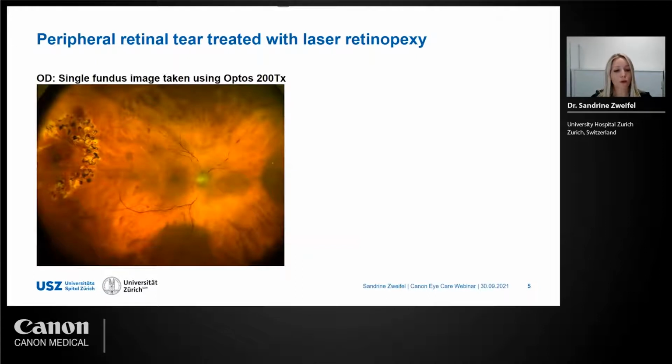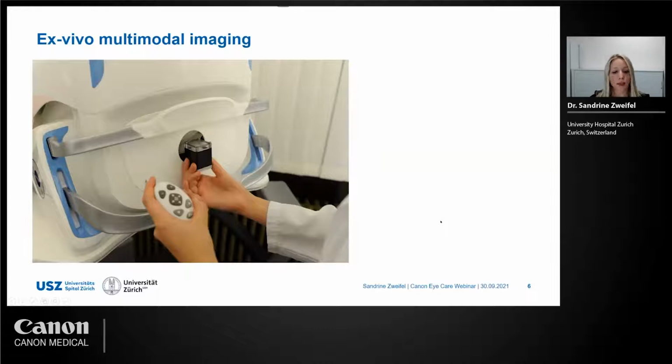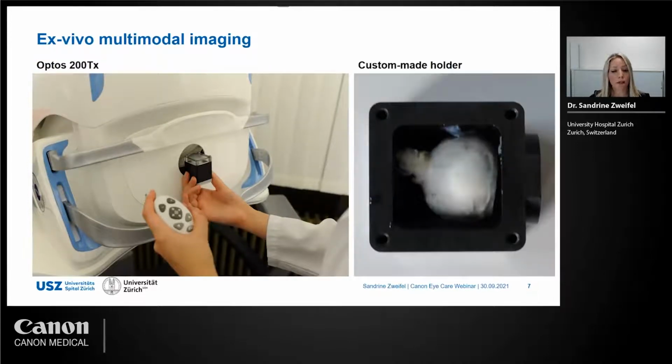Ultra-wide field fundus color photography demonstrates that actually this retinal tear is sufficiently surrounded by pigmented laser scars. However, you probably have noticed that some of the vessels are hardly perfused. I didn't tell you actually the whole story, because what you see here is ex vivo imaging. Here you see an eye of a donor which was fixated in formalin and placed in a custom-made holder, which you see here on the right side of the image.